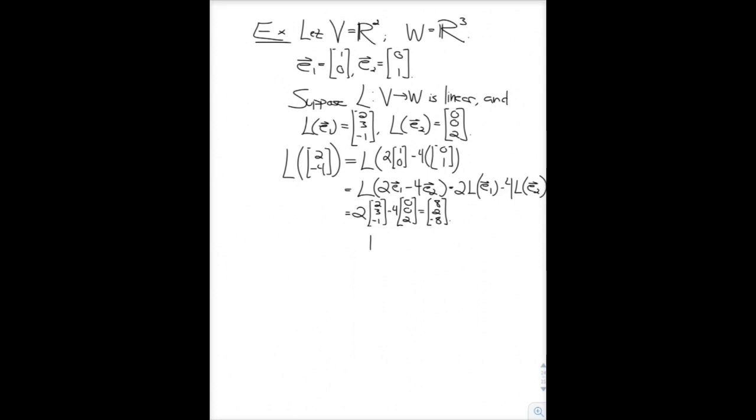Here's our example. Take V to be the vector space R2 and W to be the vector space R3. Now, in the vector space R2, we have the so-called standard basis. I call it the standard basis. What does your textbook call it? I think they call it the natural basis. Yeah, they call it the natural basis. So here's the standard or natural basis of R2.